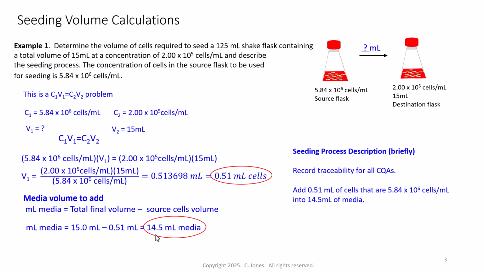And so remember, we always add media first. So we'll add the media into the flask, and then we'll transfer 0.51 mls of cells from the source flask into the destination flask. By adding media first, it ensures a better dispersal of the cells from the source flask. They distribute themselves more uniformly if we add the cells into the media and then give it a little swirl or a little shake. And at the very end of this video, we'll describe some mixing patterns and tell you what is supposed to be the best.